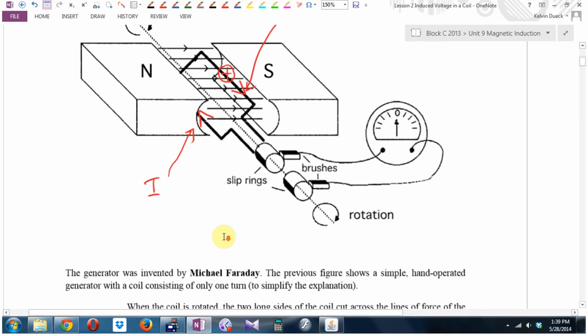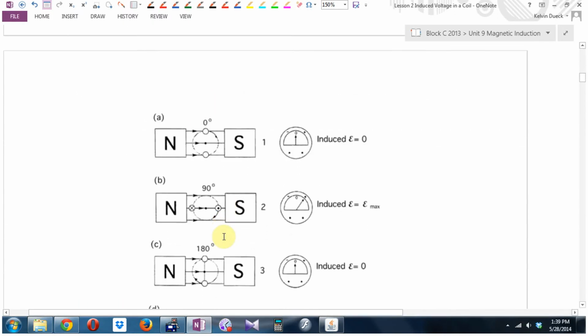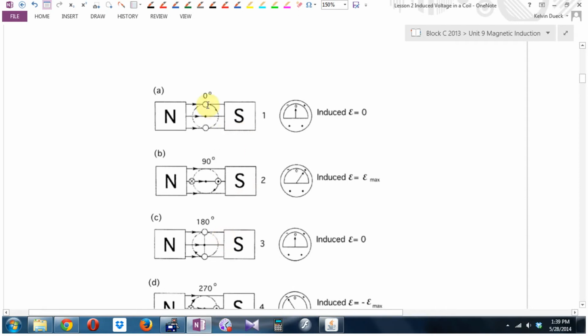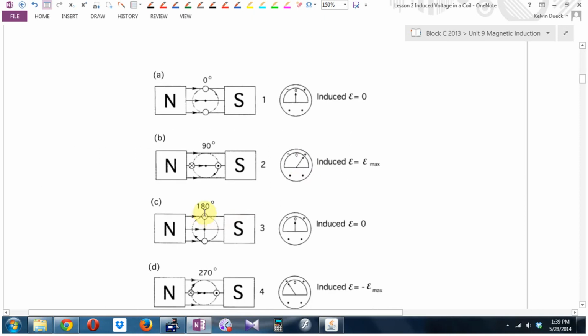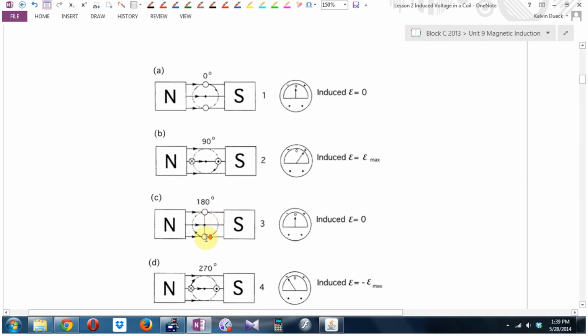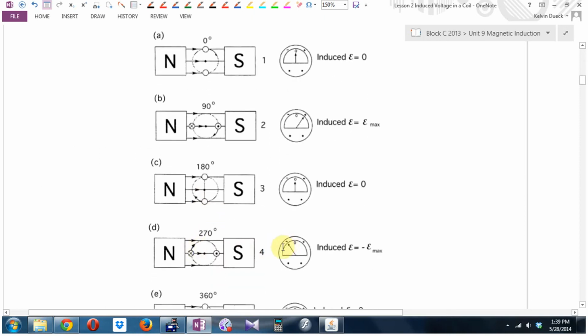In other words, if we look at this picture here, when it's vertical, a voltmeter would read 0. When it's at a 90-degree angle, you'll get a maximum induced voltage. Then the voltmeter would go back to 0. Then you'd get a maximum negative induced voltage. In fact, you're starting to see alternating current appear.